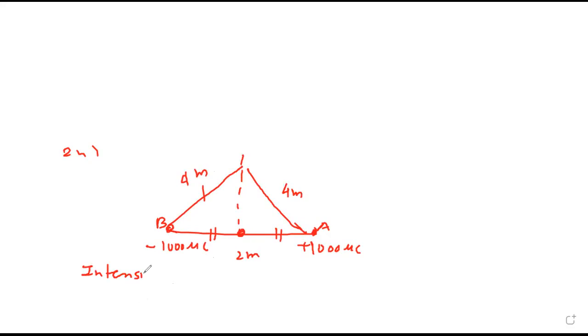intensity at center. This is negative charge, so intensity will be inward, this is E1. Positive charge, it will be outward. Again, two charges are... The diagram was wrong.